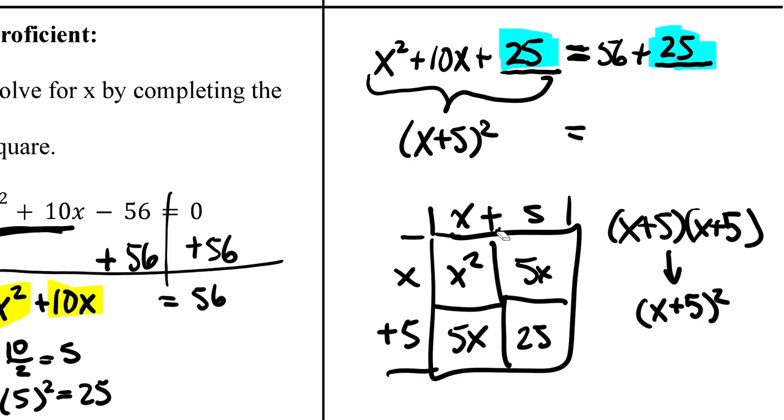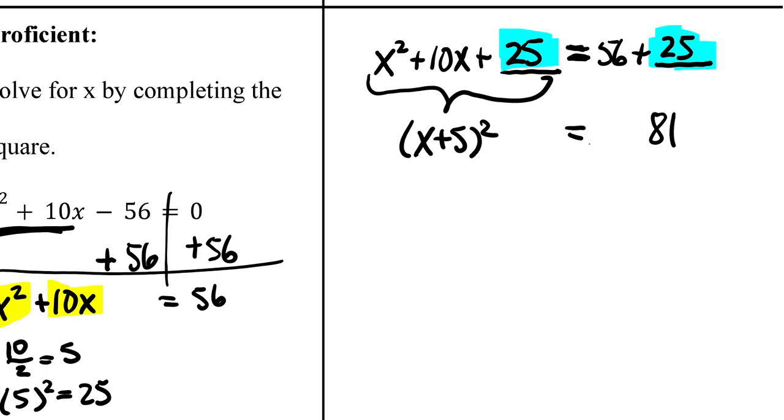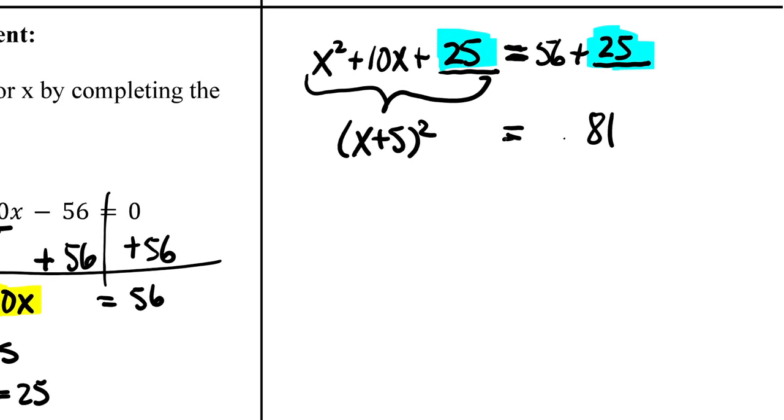And then on the right, I'm just going to add those together. So 56 plus 25 looks like that's 81. I'm going to, again, leave a little space here, because I know I'm going to take the square root to undo this square. And when I do that, I need space for my plus or minus there. So here, I'm going to say this is the square root. And over here, this is the square root. Then I've got the plus or the minus. Now I've got that x plus 5 is equal to plus or minus 9.